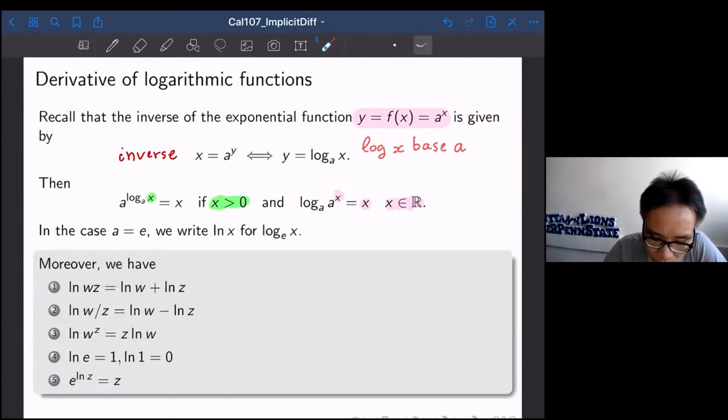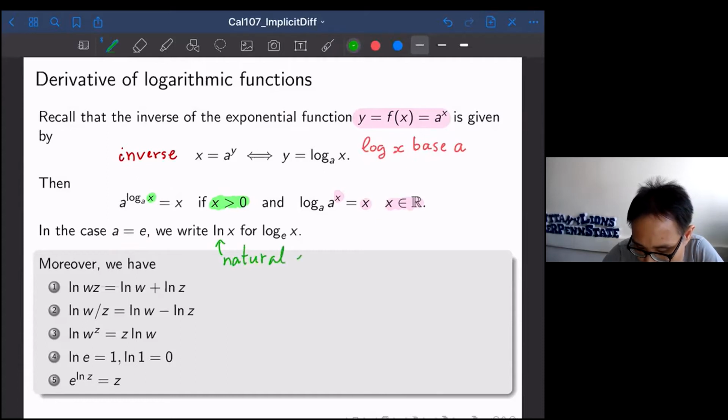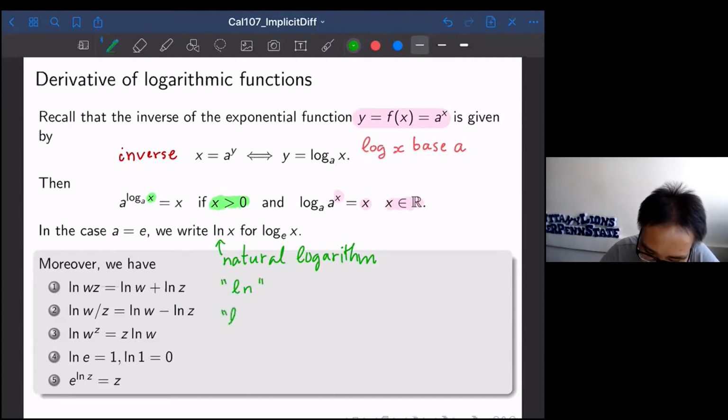And when a is equal to e, we're gonna write ln. This is called the natural log. So for this notation, you can read it as ln, log, or natural log.